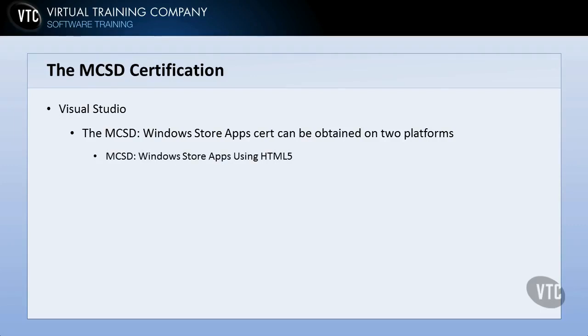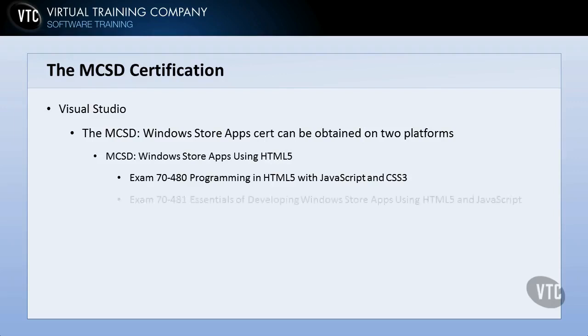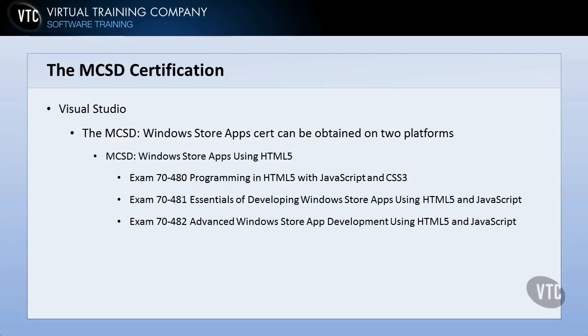One is an MCSD Windows Store Apps using HTML5, and this is the exams you're going to take. Exam 70-480, Programming in HTML5 with JavaScript and CSS3. Then you'll also have to successfully navigate 70-481, Essentials of Developing Windows Store Apps using HTML5 and JavaScript, and then 70-482, Advanced Windows Store App Development using HTML5 and JavaScript.